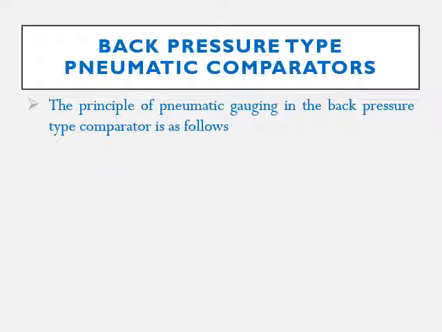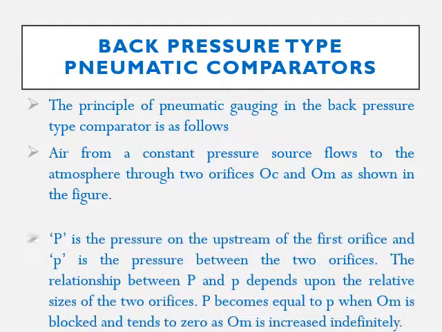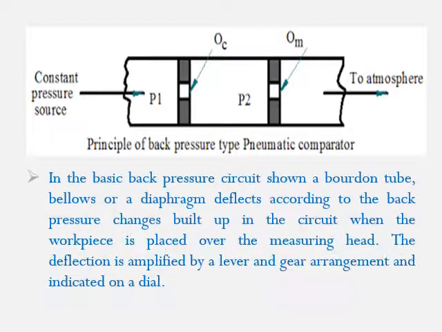The principle of pneumatic gauging in the back pressure type comparator is as follows: air from the constant pressure source flows to the atmosphere through orifices OC and OM as shown. When it is passing through OC, the pressure of the compressed air is P1, let me assume, and when it is passing through OM, it is P2, and then it exits at the atmosphere. In the basic back pressure circuit shown, the Bourdon tube, bellows or diaphragm deflects according to the back pressure changes built up in the circuit.